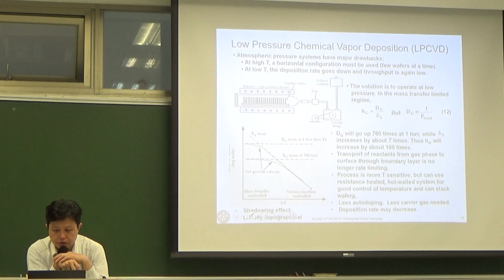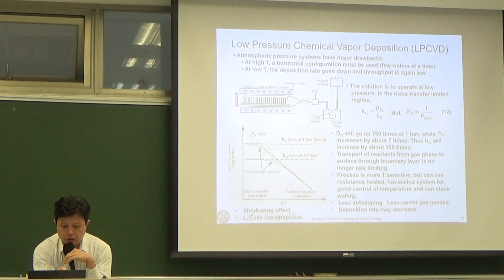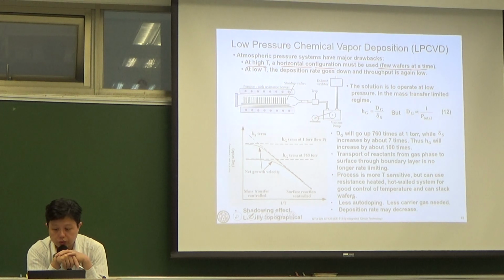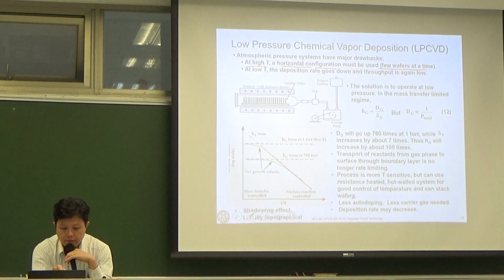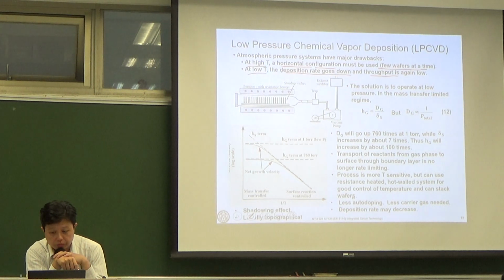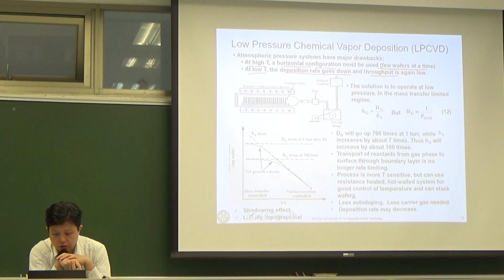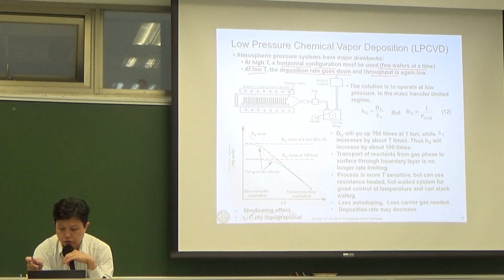Now we move to this LPCVD. From the introduction of APCVD, atmospheric pressure systems, we can see that at high temperatures, we have to use these horizontal configurations. That means we can only process fewer wafers at a time. But if you try to reduce the temperatures, the deposition rate will go down, and the throughput again becomes low. So the solution is to operate at low pressures.